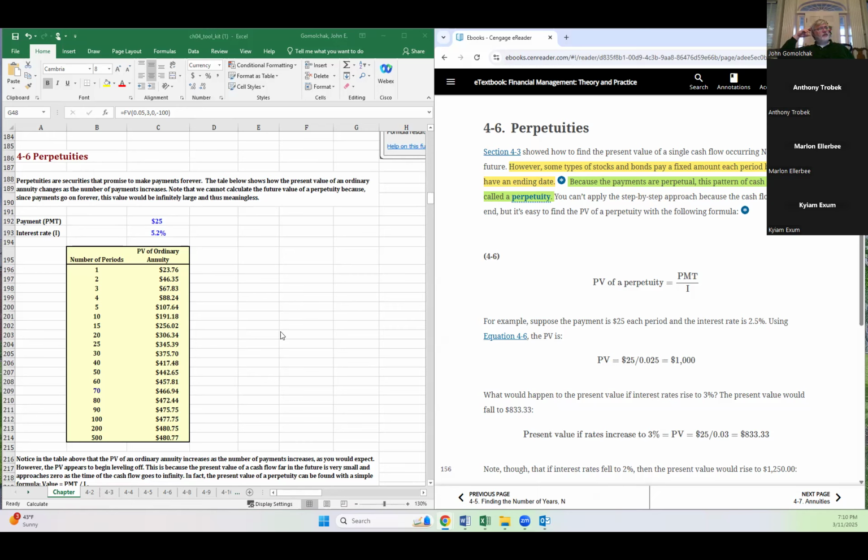However, look from the book, some types of stocks and bonds pay a fixed amount each period, but don't have an ending date because the payments are perpetual. This pattern of cash flows is called a perpetuity. Okay, so the present value of a perpetuity is the amount of the payment divided by the interest. All right. So suppose we have a payment of $25 for each period, and the interest rate is 2.5%.